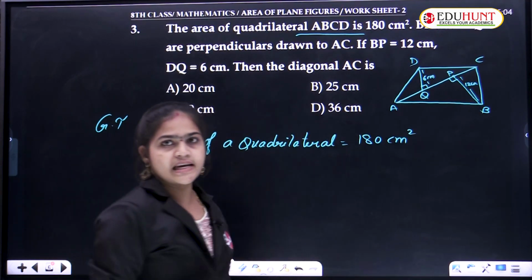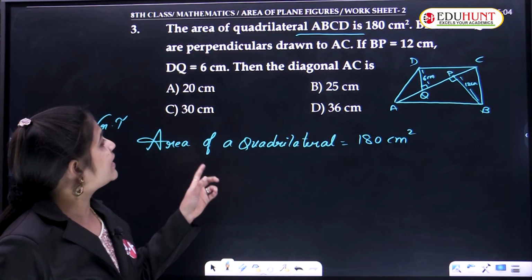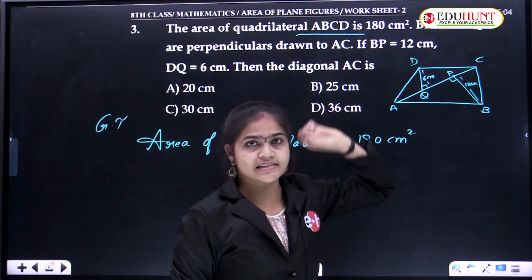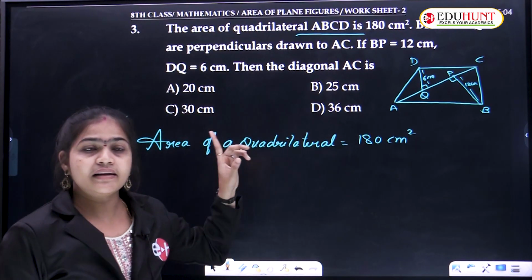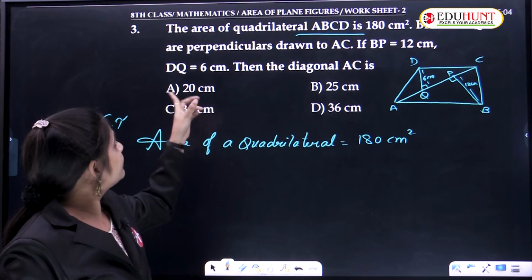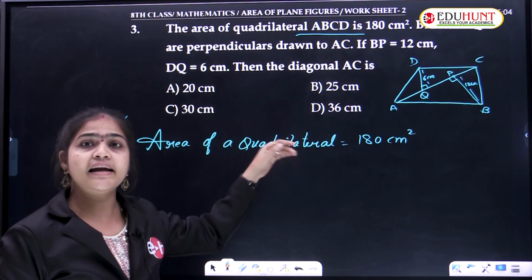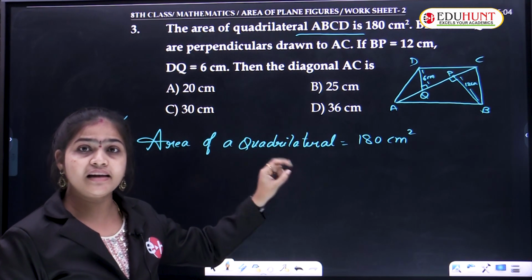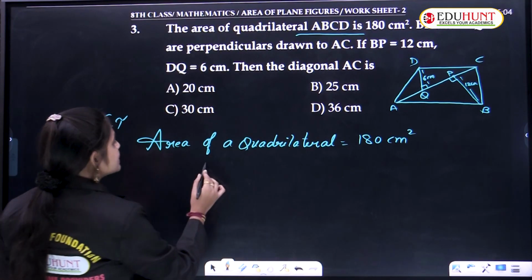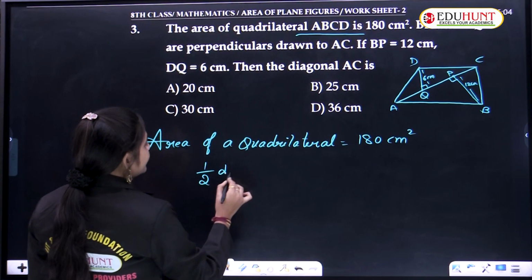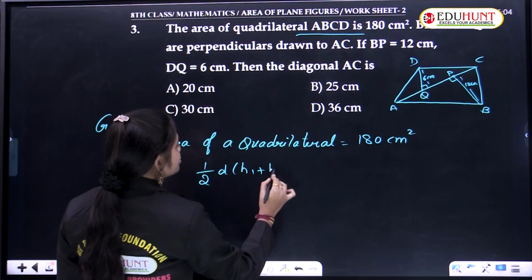DQ is equal to 6 centimeters. Now what we need to find out? The diagonal AC, they are asking. Whenever in the given question they give the area of the quadrilateral and it is related to the diagonal, then we have a formula. What is that? Half D into (H1 plus H2).